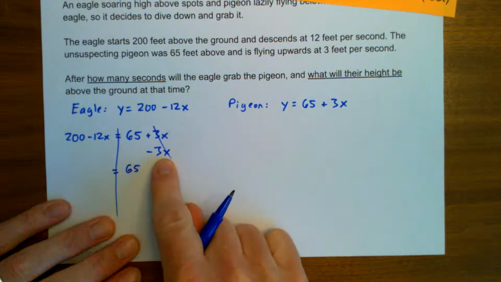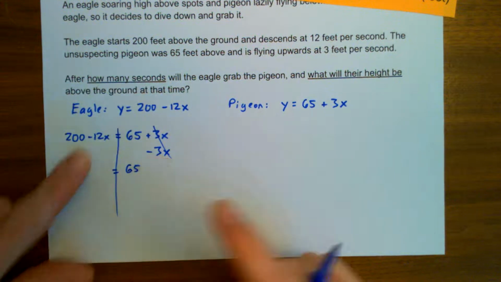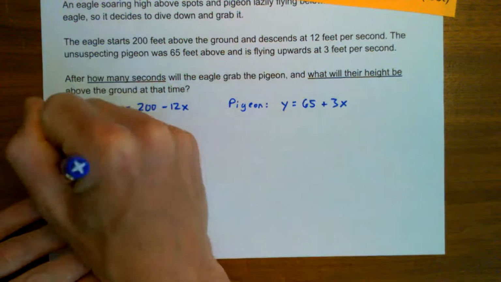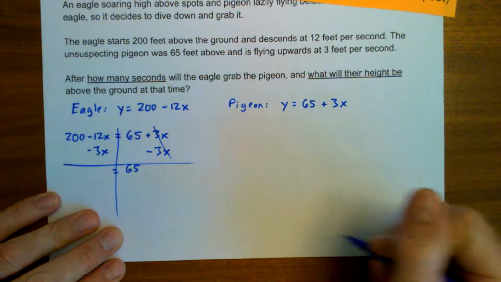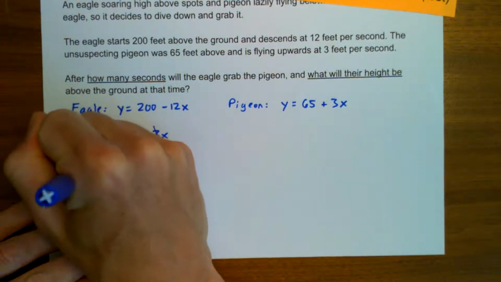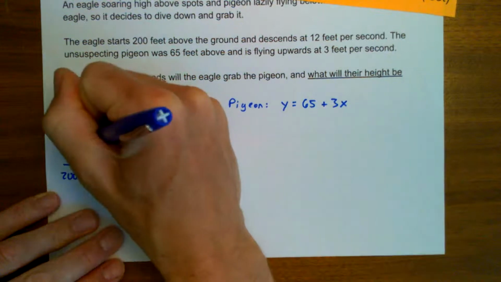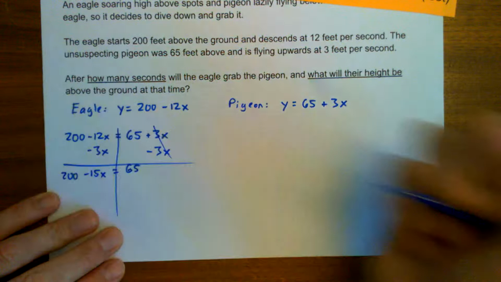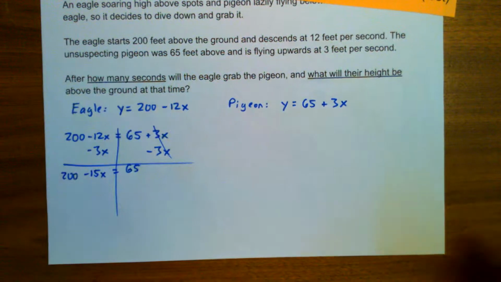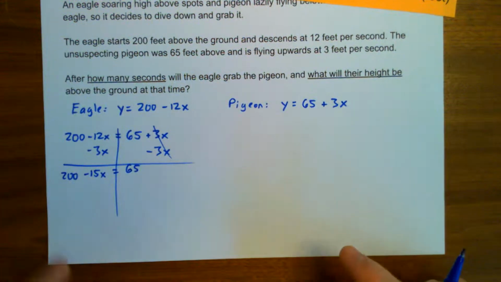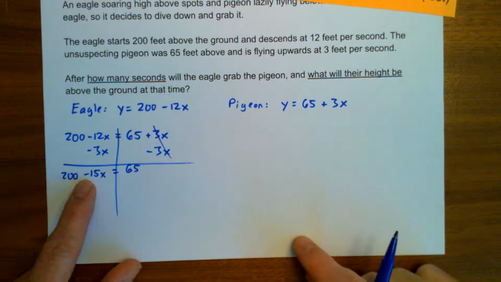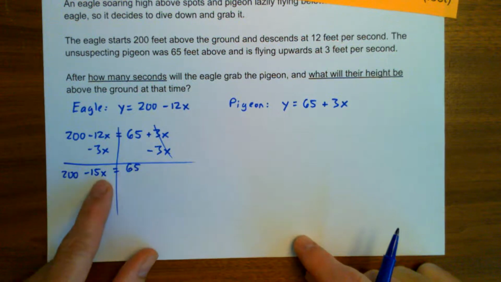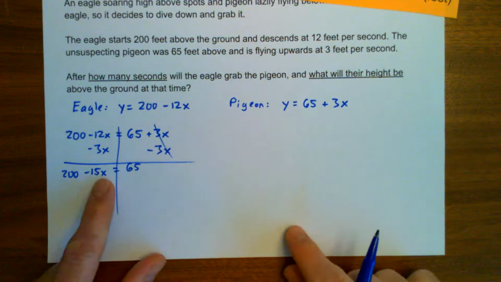But if I take away 3x's from one side, I have to take away 3x's from the other side. And what does that leave me with? Over here, I still have the 200, but negative 12x minus 3x is negative 15x. So there's my new equation, a little bit simpler than the last one. 200 minus 15 times x is equal to 65.